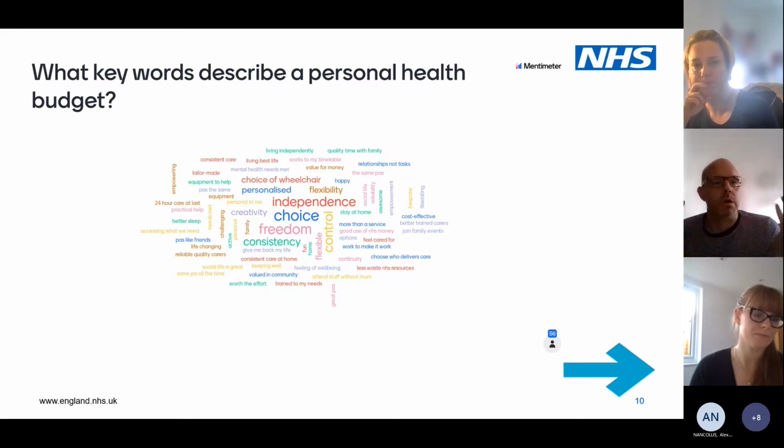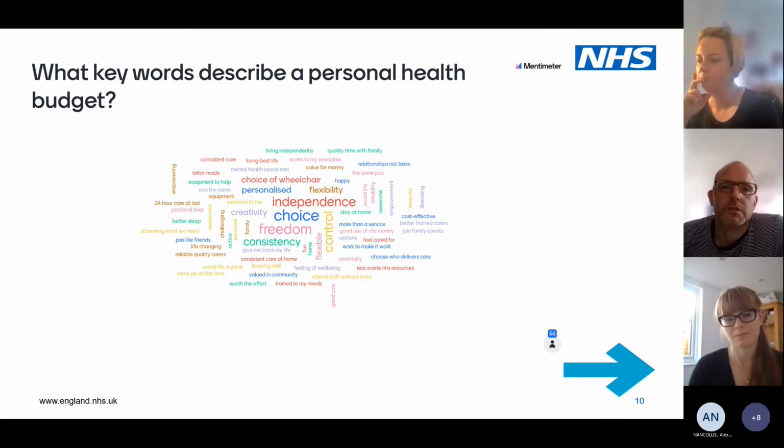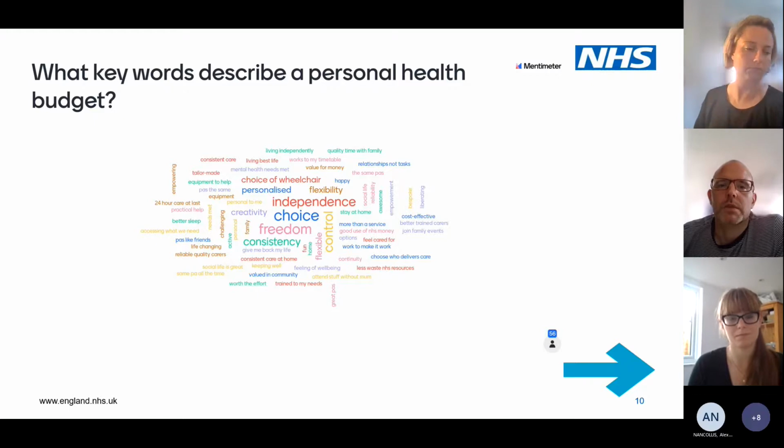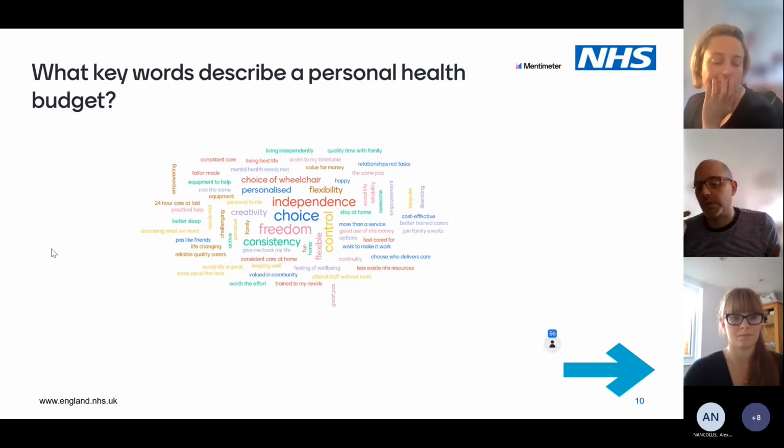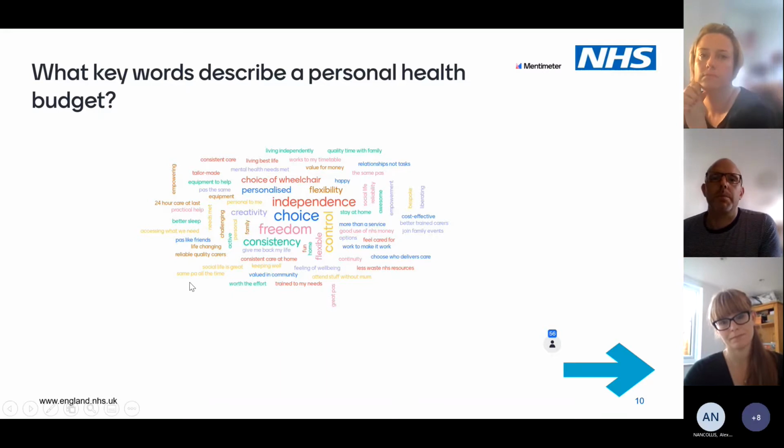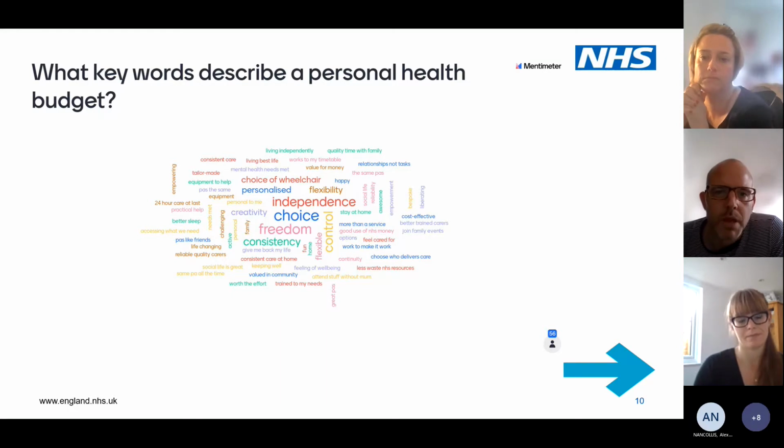And I think what we can see here, what keywords describe a PHB, and coming direct from people who have them, we can see independence, choice, control, freedom. All of these other sorts of quite powerful feedback about the difference personal health budgets can make. And I think a lot of the time that difference comes about, as Gemma's just been talking about, having a different type of conversation, being an equal partner in the process. It really does make a big difference to people.